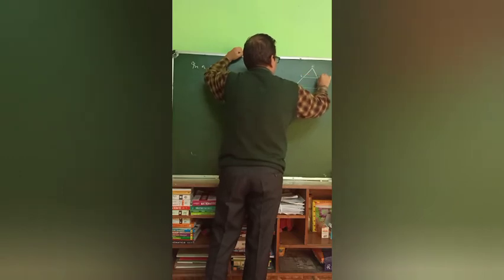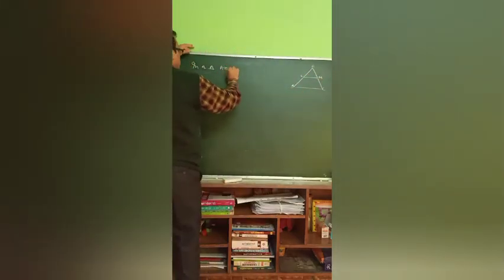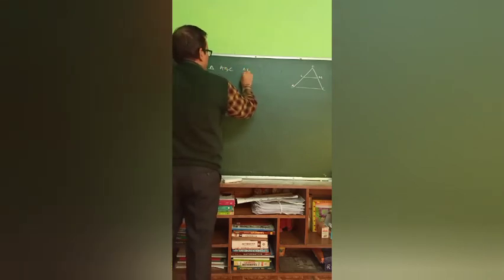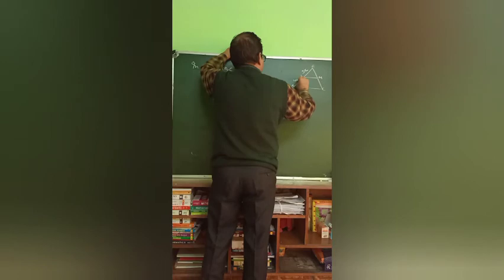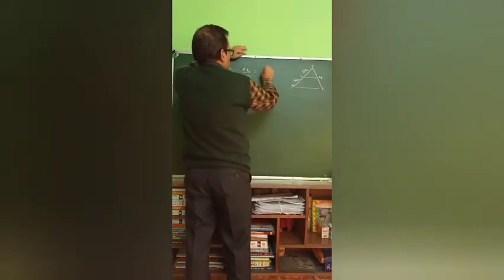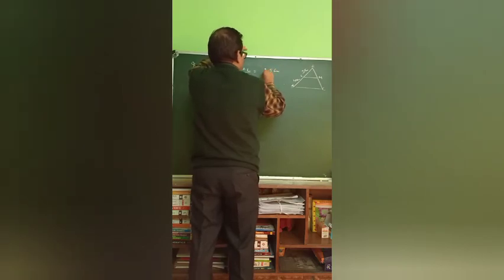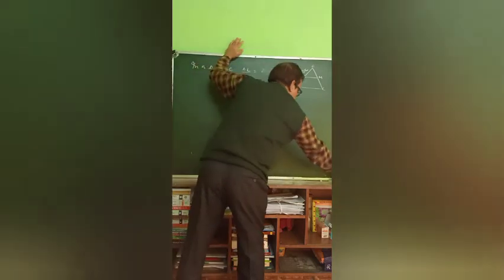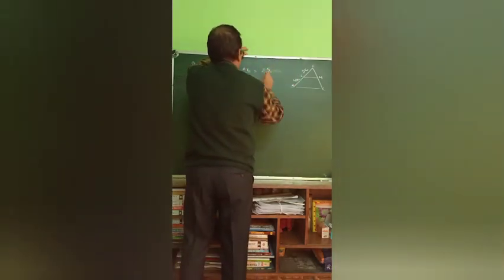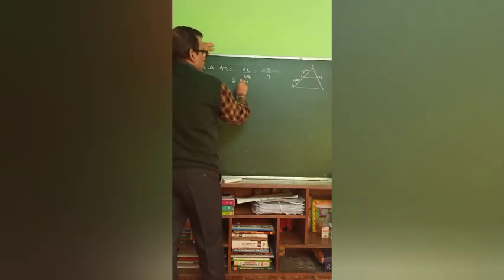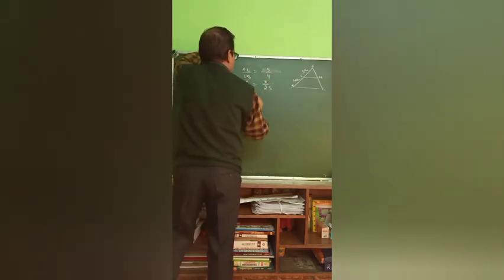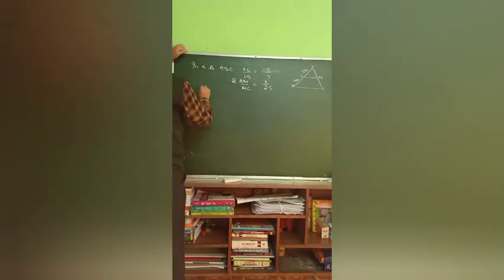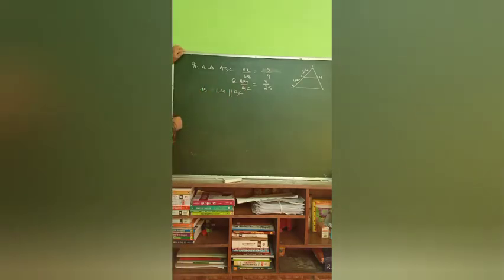L and M are points on the sides. In triangle ABC, AL is 5 centimeters, LB is 4 centimeters, so the ratio is 5 upon 4, and AM upon MC is 3 upon 2.5. Is LM parallel to BC?